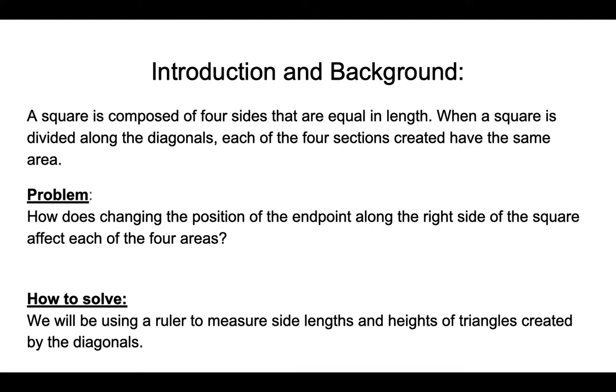Our group did problem number 3. This is the introduction and background. A square is composed of 4 sides that are equal in length. When a square is divided along the diagonals, each of the 4 sections created have the same area.